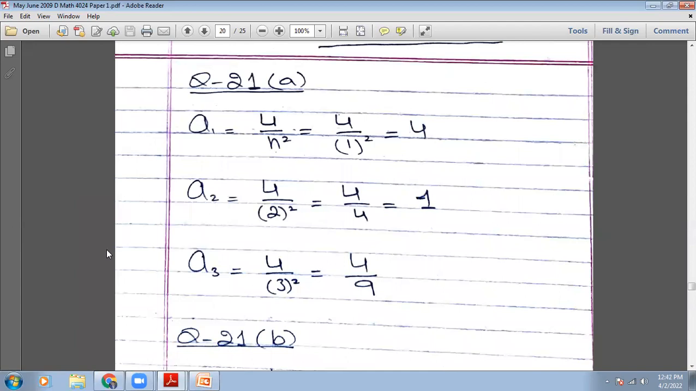So the question number 21A part is showing up. The first term will be 4 by 1 square, which is 4. 4 by 2 square will be 1, and 4 by 3 square will be 4 by 9. So the first 3 terms of the sequence will be 4, 1, and 4 by 9.